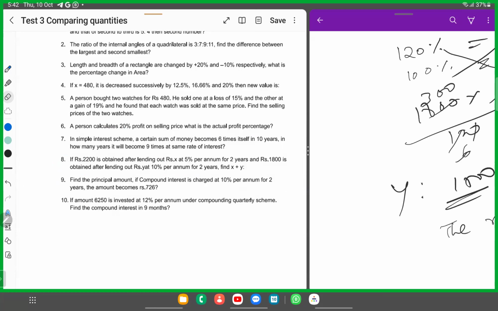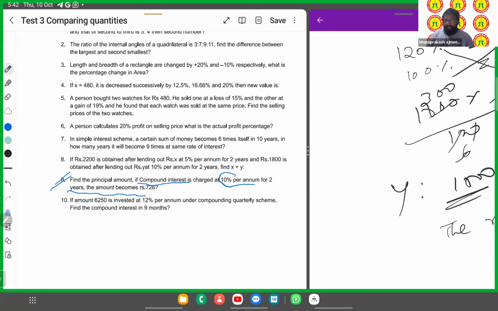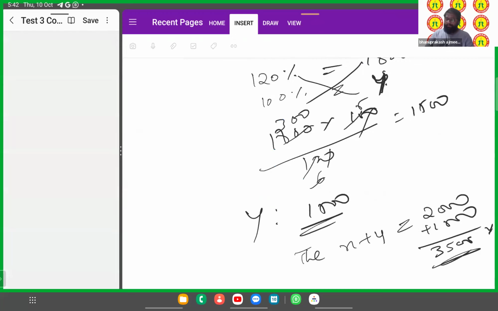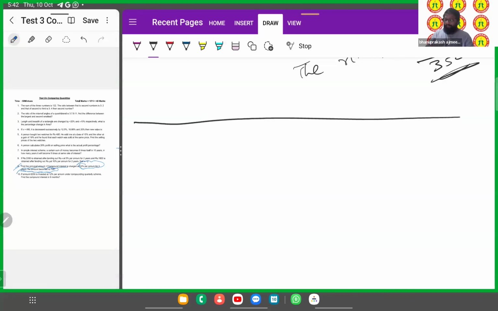No, sir. So coming to the 9th question, it is directly mentioned in the question that it is compound interest. Find the principal amount if compound interest is charged at 10% per annum for 2 years. The amount becomes rupees 726.